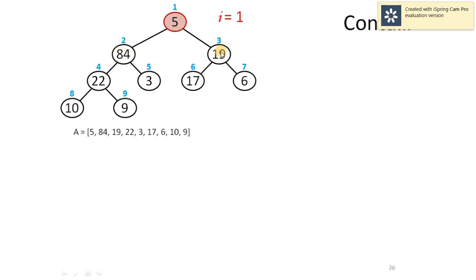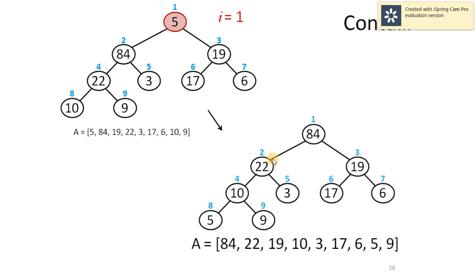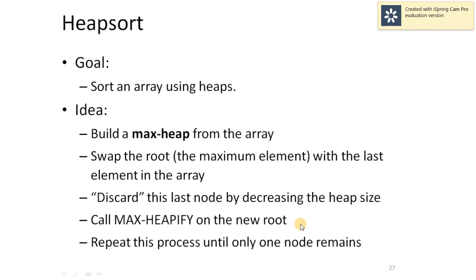5, 84 and 19 will be compared. So 5 and 84 will be swapped. Then 5, 22 and 3 will be compared. 5 and 22 will be swapped. Then 5, 10 and 9 will be compared. So 5 and 10 will be swapped. Finally we will have 84 at the root, then 22, 10 and then 5. The rest of the nodes are not disturbed; they remain as they are. So finally we will get the array, which is nothing but the max heap. So this is all about the build max heap procedure.